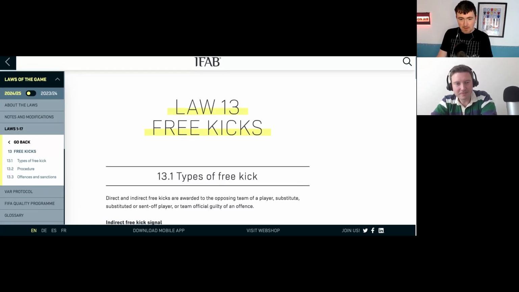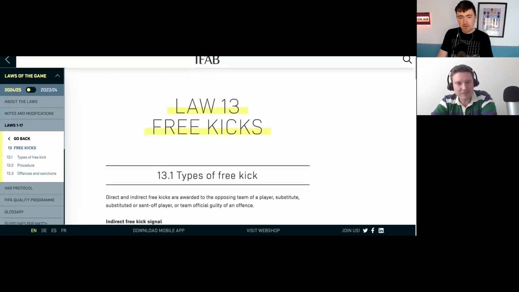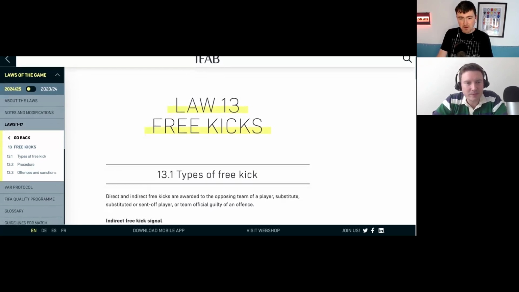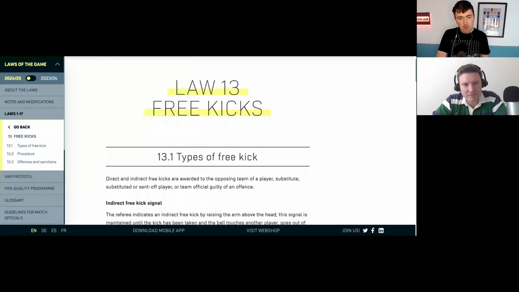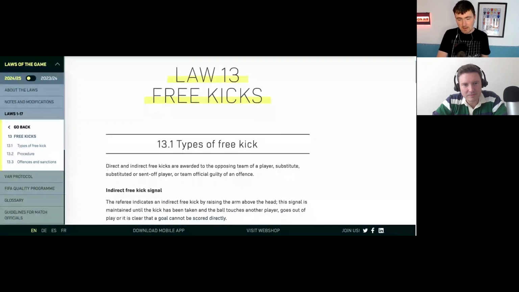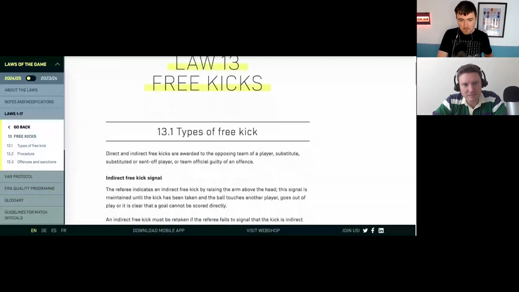But right, so we'll start with the types of free kick, which is where it starts off. There are direct and indirect free kicks, which are awarded to the opposing team of a player, substituted or sent off player or team official guilty of an offence. So basically, if one team commits an offence and it's an associated person from that team, the other team will get some form of free kick. And we talked about the differences between indirect and direct free kick offences the last time.